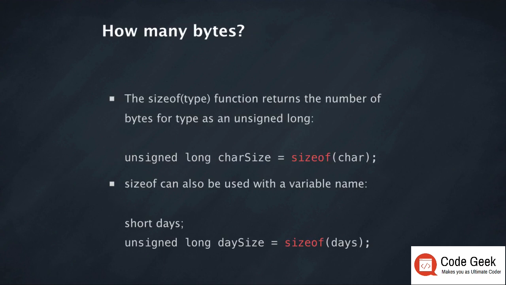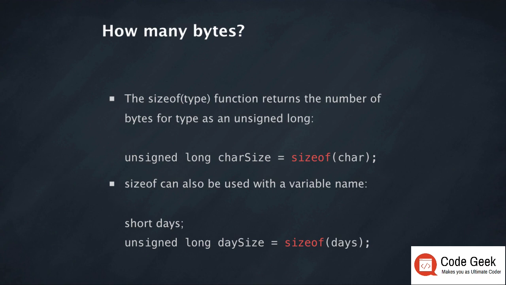How do we get the number of bytes? Well, we have a function. It's called sizeof, and we pass it the type. So sizeof type is going to return the number of bytes for that type, and it will return it as a type unsigned long. So here we have char size, which is declared to be of type unsigned long, and it's assigned the value sizeof char.